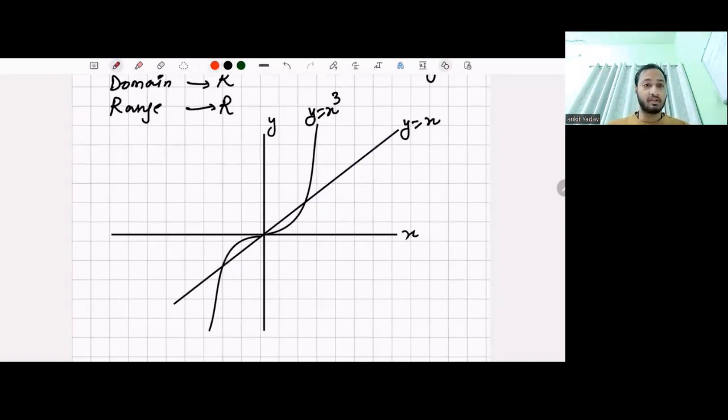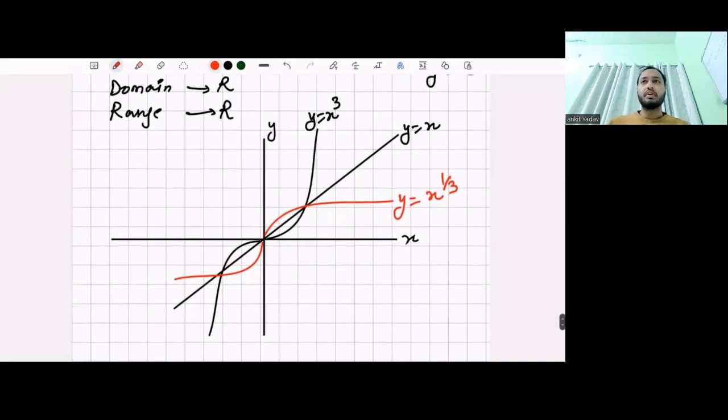So how will the mirror image be made? The mirror image will be like this. It went a little wrong. Somewhat like this. Yes, so this is y is equal to x to the power 1/3. This graph is made. Okay, so I hope you understood this.